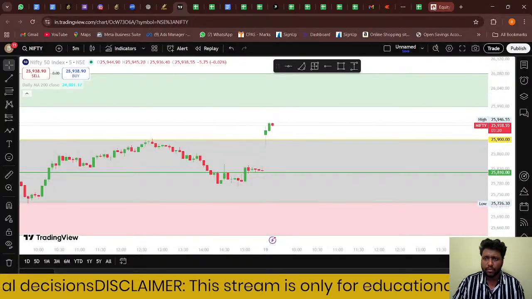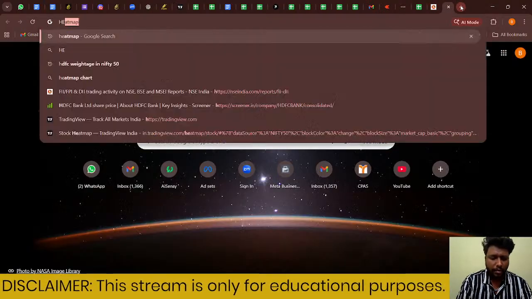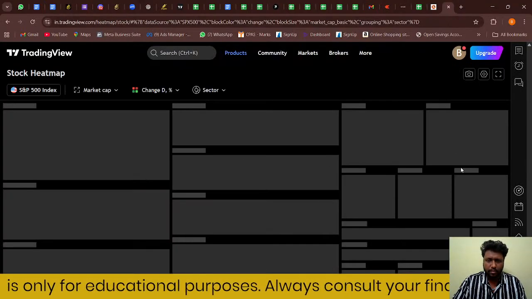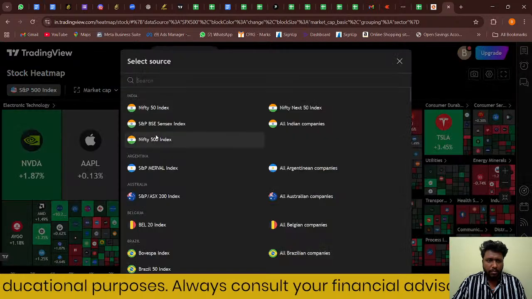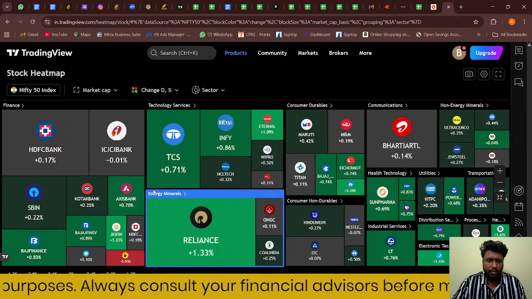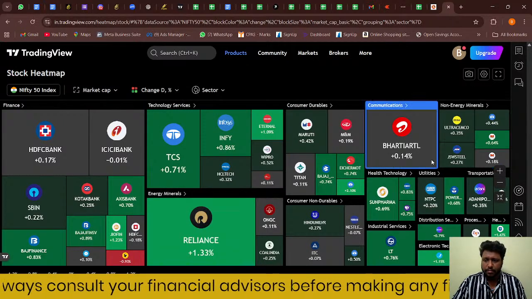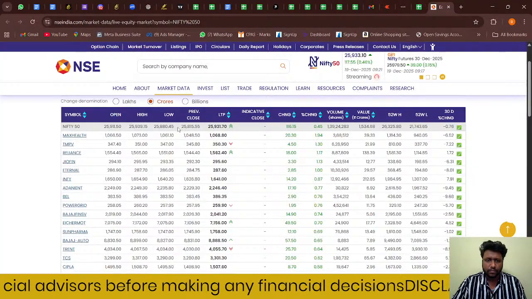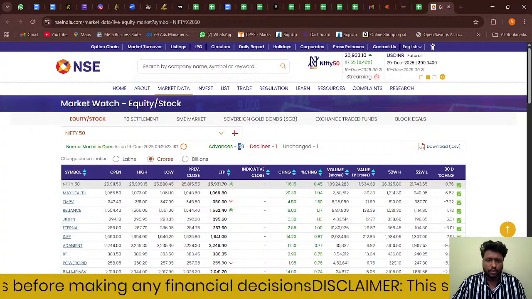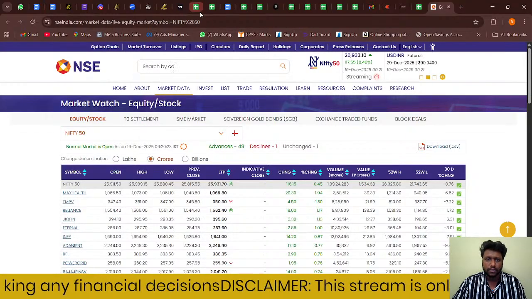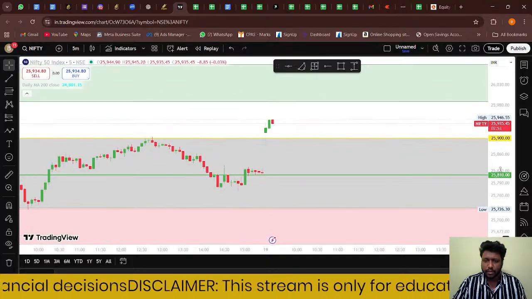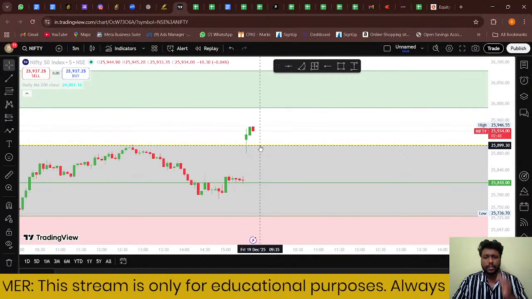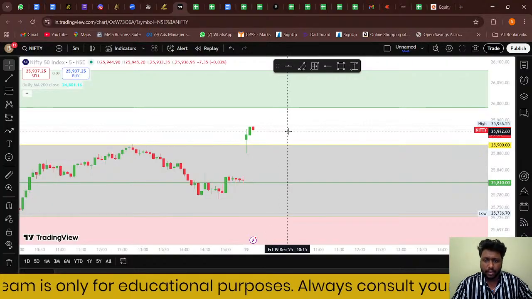But as of now, if you see, we had a look at the heat map as well. Everything is running positive, almost everything. We'll check again once more. So it's still greenish. Advancing is almost 49 or 50. So I find it could be a positive turn, but we should wait for an entry from this level. We should wait for that.